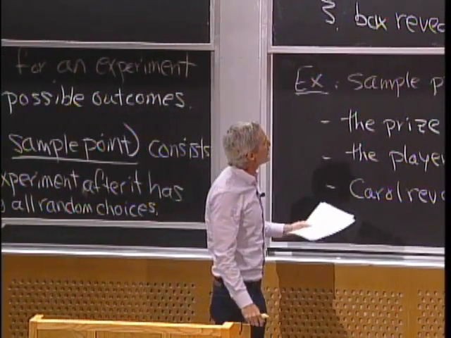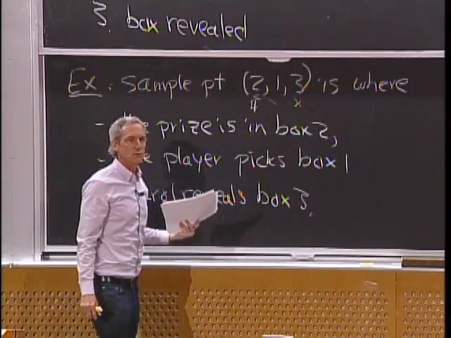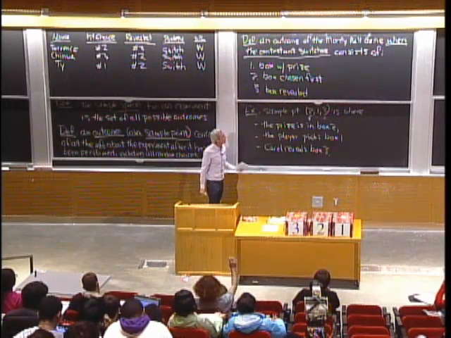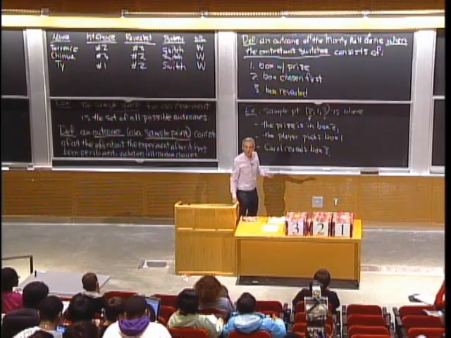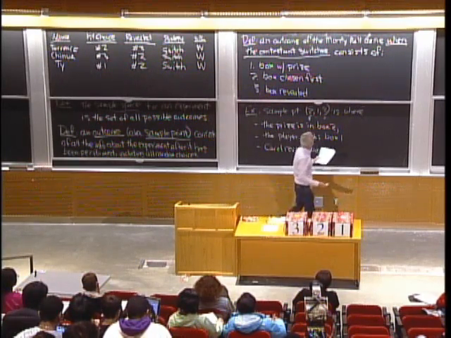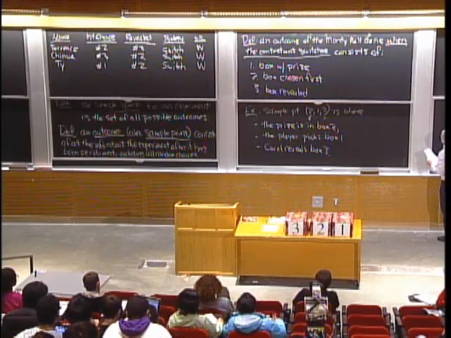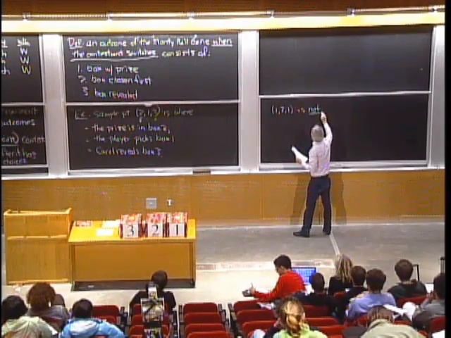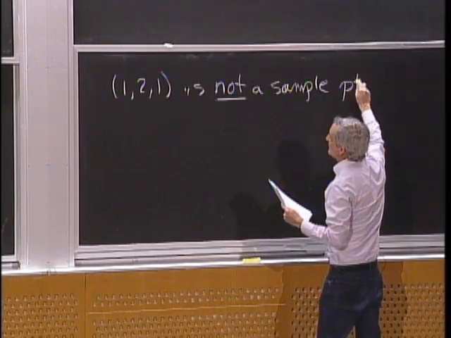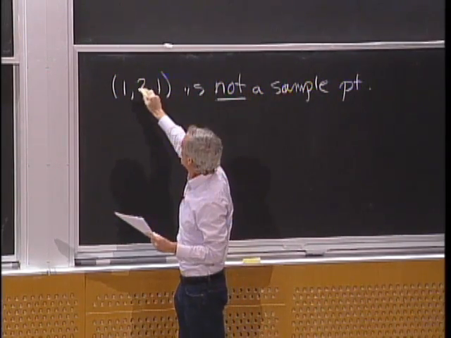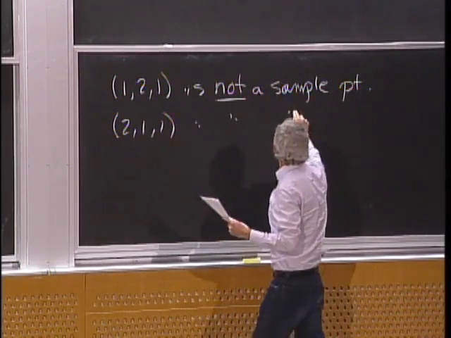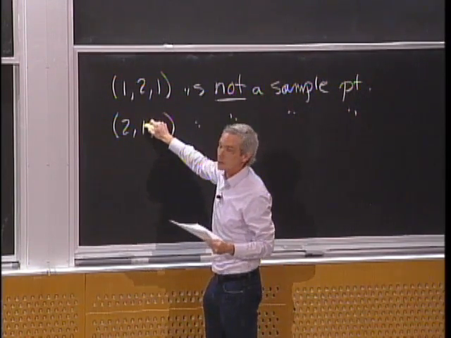Okay. Now, does every 3 tuple here correspond to a sample point or a possible outcome? No. What's an example of a sample point with numbers 1, 2, and 3 that's not? Any sample point where the box revealed is the same as the box of the prize or the box that was chosen. Very good. So, for example, 1, 2, 1 is not a sample point. It's not in the sample space, because we can't reveal the box with the prize. Similarly, 2, 1, 1 is not a sample point because we can't reveal the box that the player picked.